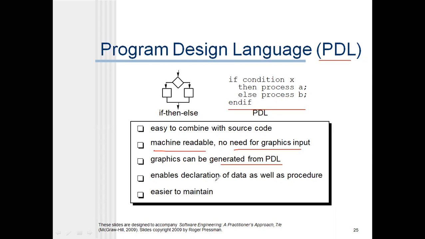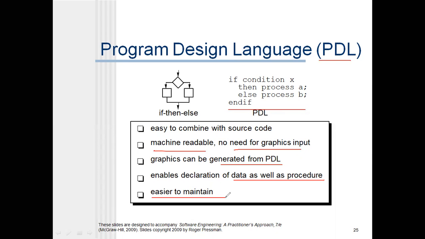And it enables declaration of data as well as procedures. So if we are passing x, or if we are using a or b, we need to pass the values for a and b. If it is to be executed properly, we need to provide some data also to that particular procedure, and it is also easier to maintain. This is about program design language.